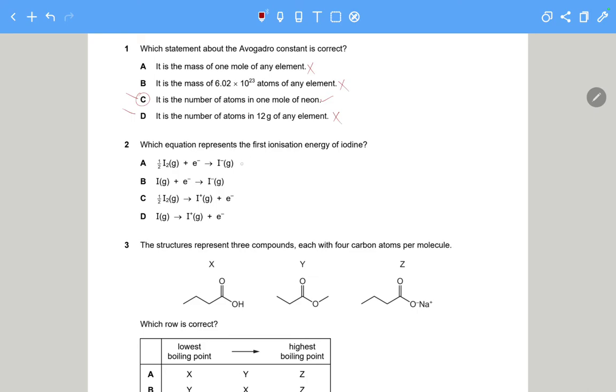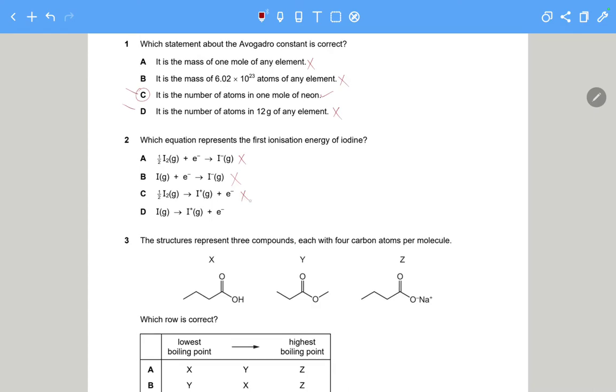So this means that we can cancel out option A right away, because it's not one mole of gaseous atoms, it is half mole of gaseous molecules. And we are accepting an electron. Ionization is giving off an electron, not accepting an electron. And for the same reason, we can cross out option B, and we cross out option C as well, because again, it's I2. We need I, however. And then option D, you can see one mole of iodine atoms give one mole of iodide ions plus one mole of electrons. The right answer.